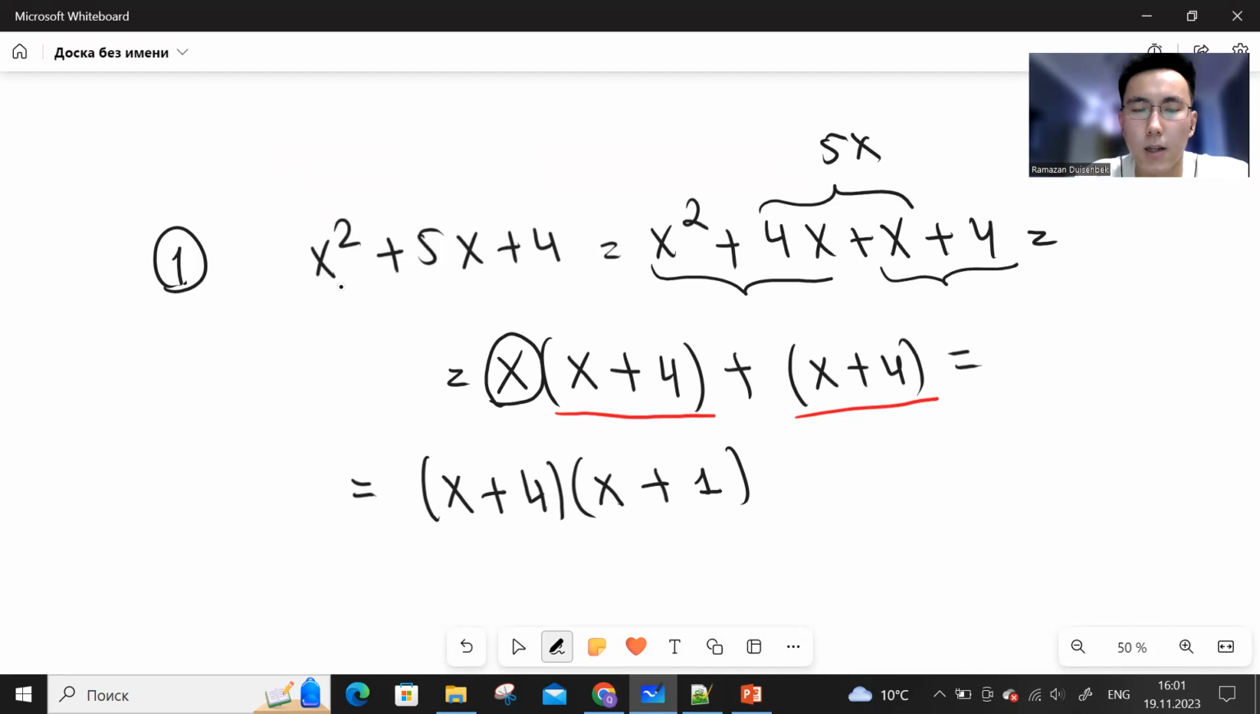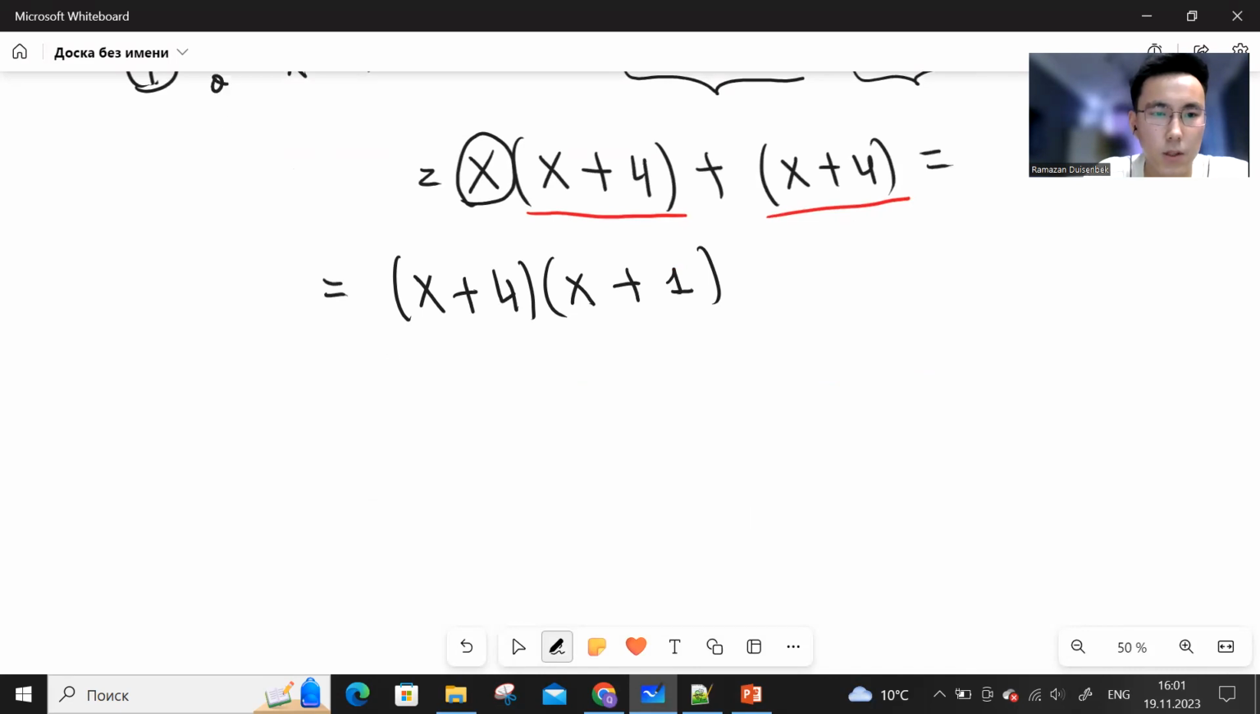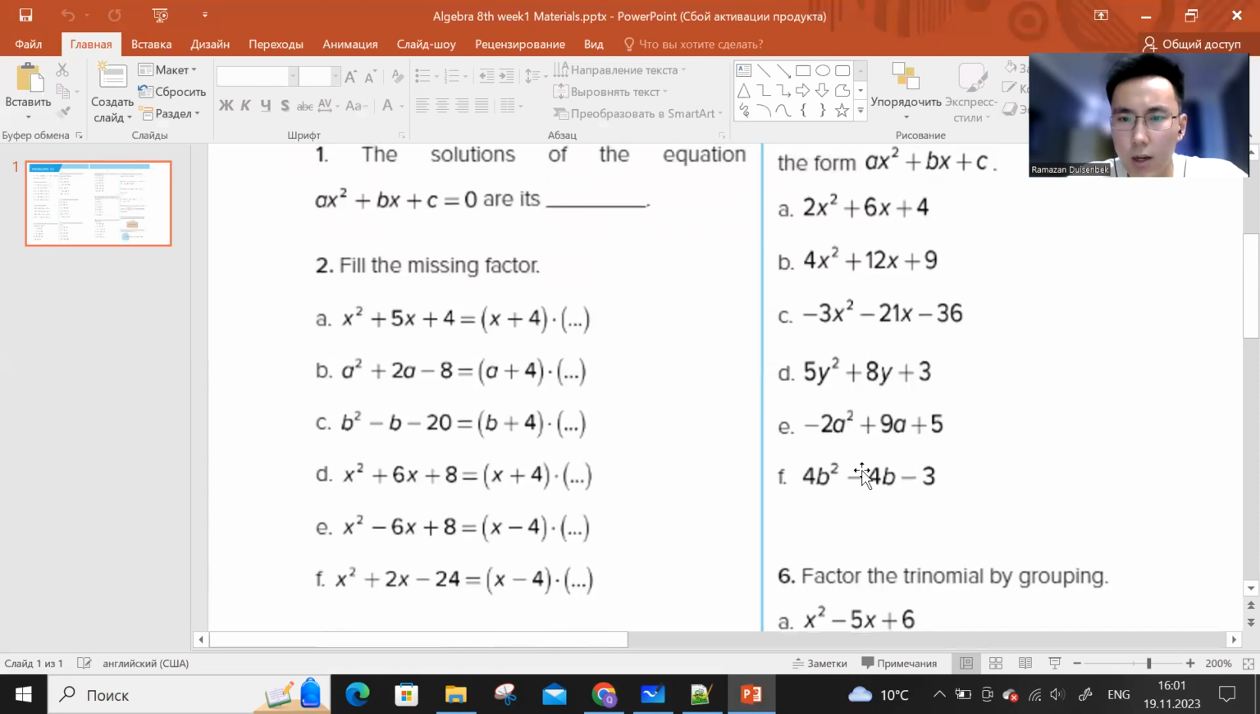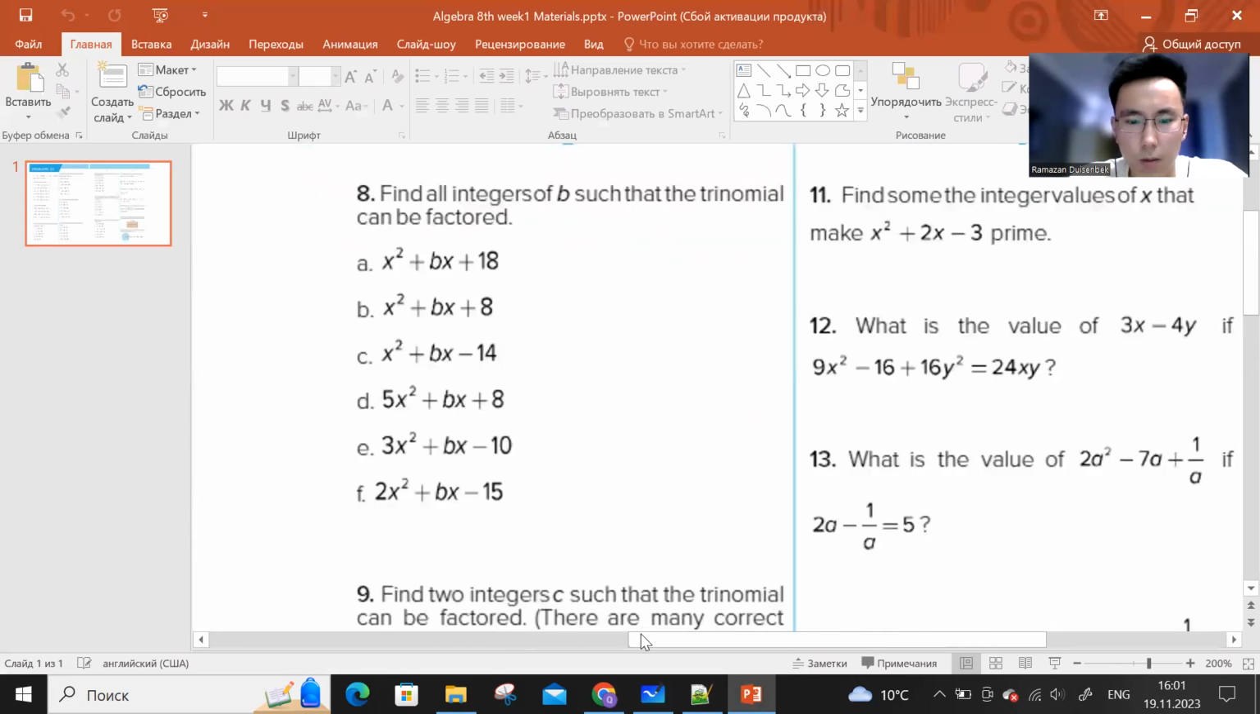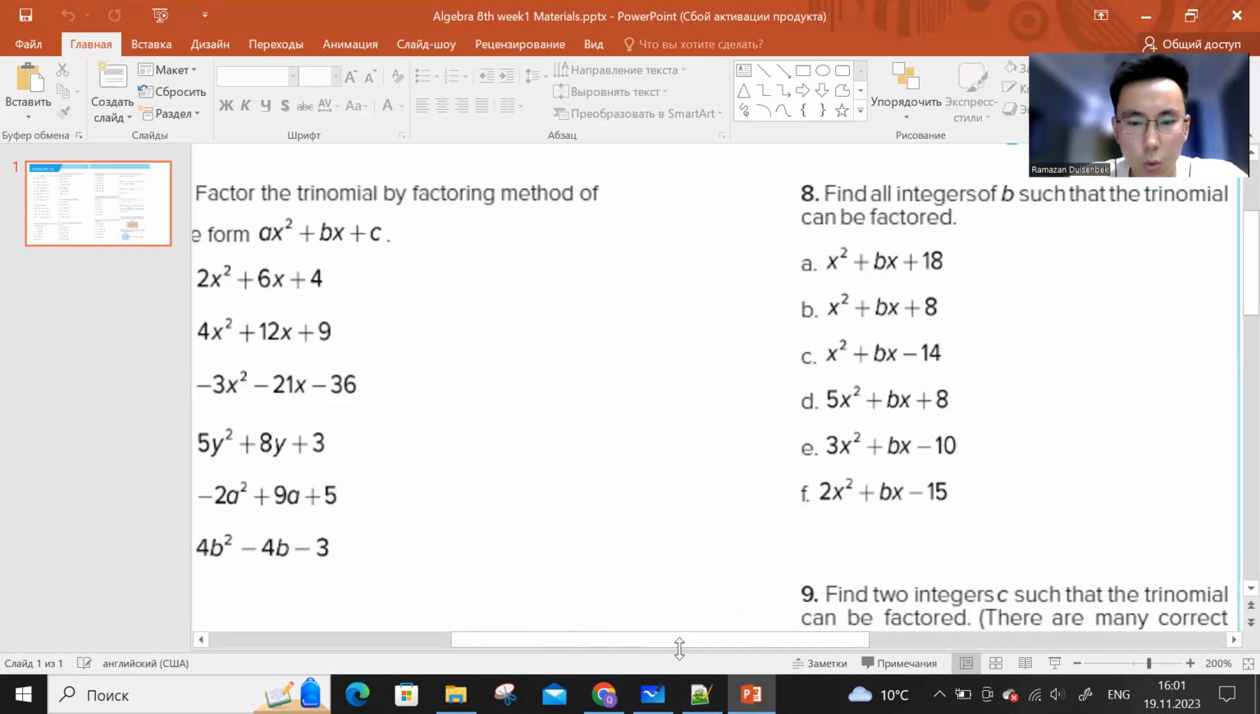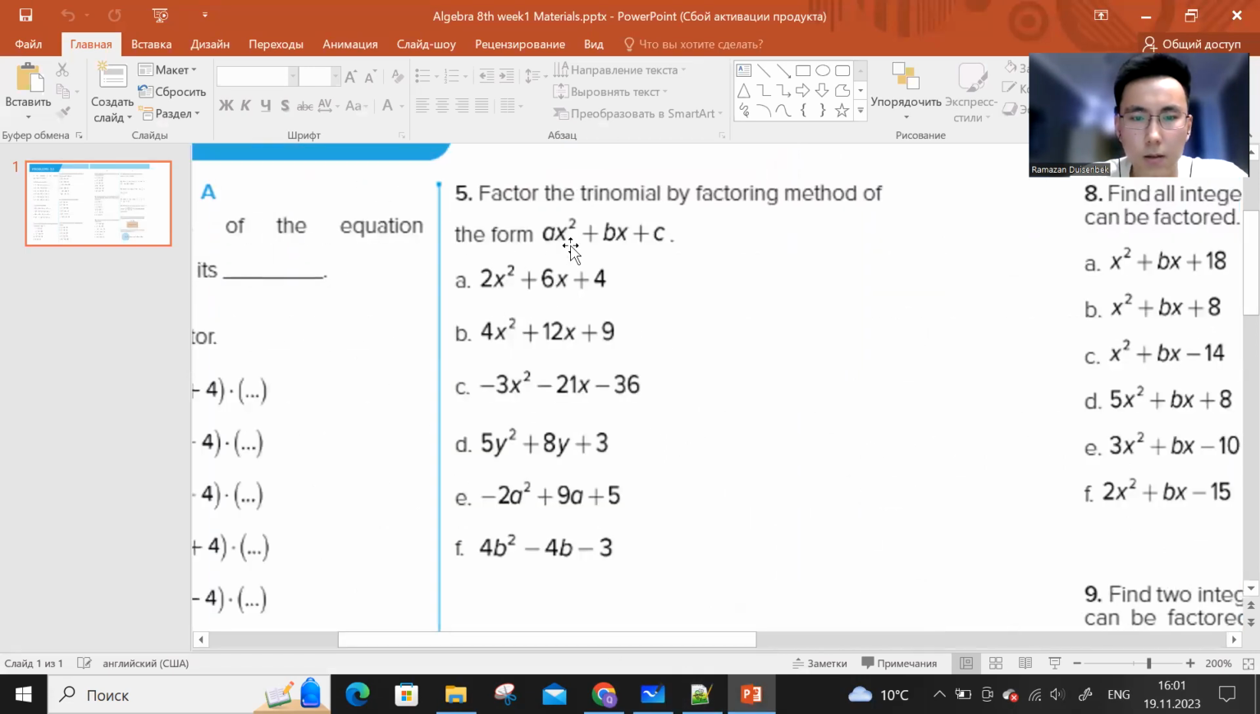So this quadratic trinomial x squared plus 5x plus 4 will be written as a multiplication of two brackets. The first bracket is x plus 4, and the second bracket is x plus 1. Next example. This was A. Let's consider example B. What if I have numbers here? Let's take C.